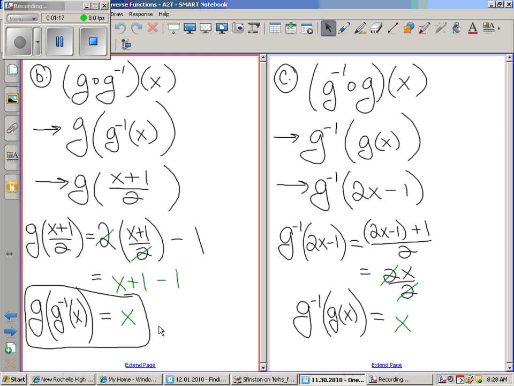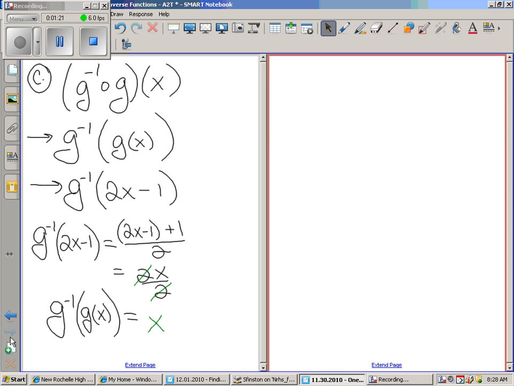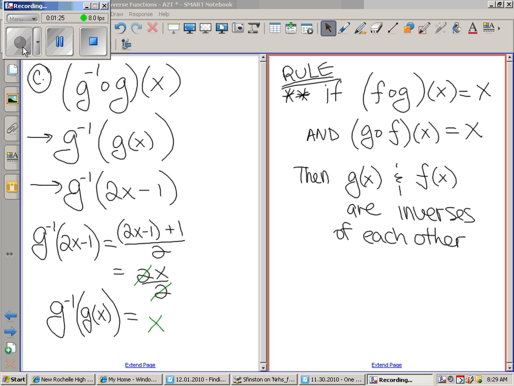And this right here is no accident. So now let's write the rule for determining whether two equations are inverses of each other. And so there we go, there's the rule. If f of g of x equals x and g of f of x equals x, in other words, when you sub f of x and g of x into each other and you get x both times, then they're inverses of each other.